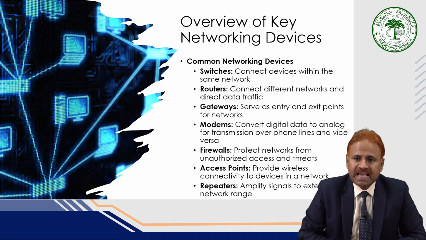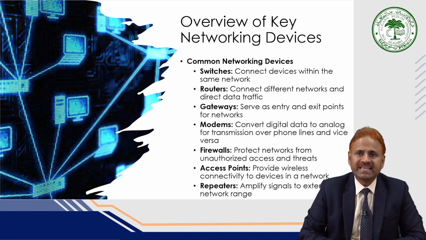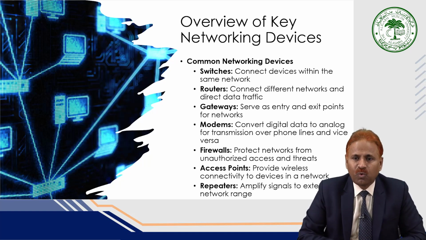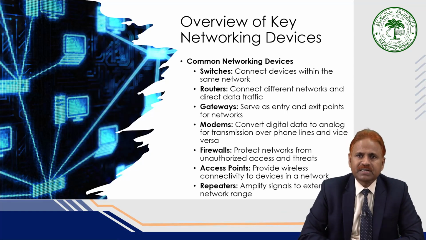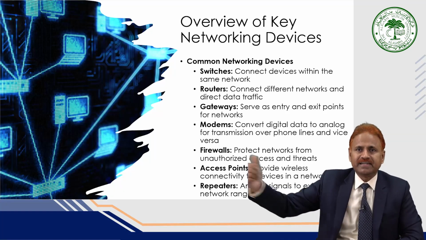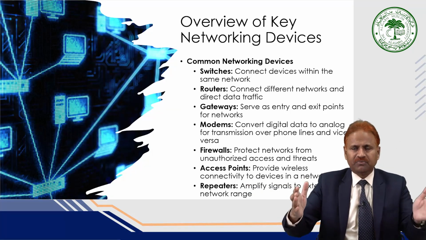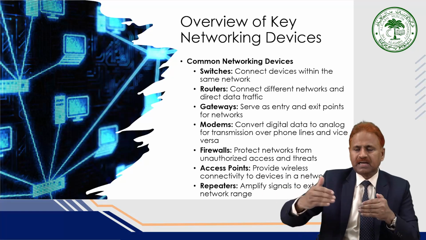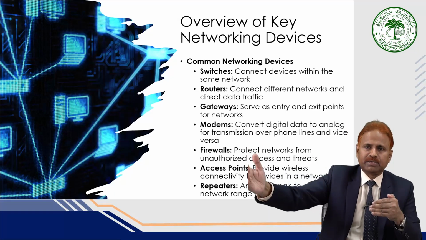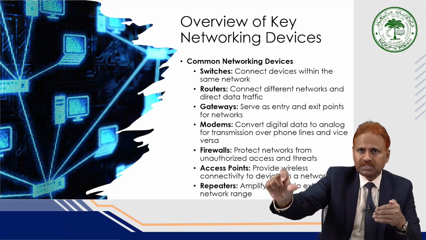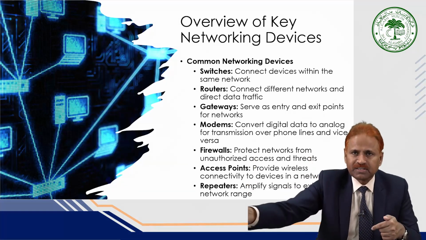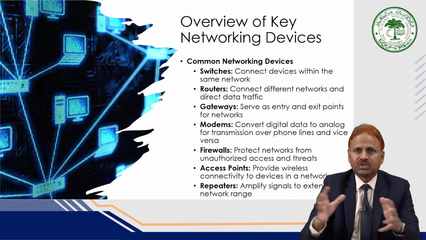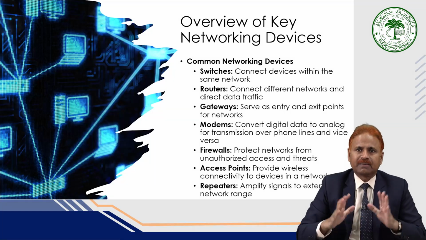Another important device is the access point, simply known as AP. It provides wireless connectivity to devices in a network. And repeaters are the simplest ones. They simply amplify the signal to extend network range. For example, we have two devices and the distance goes beyond a certain limit. In between we can use repeaters. Repeaters amplify the signal and retransmit it further so that the data can reach the destination correctly.